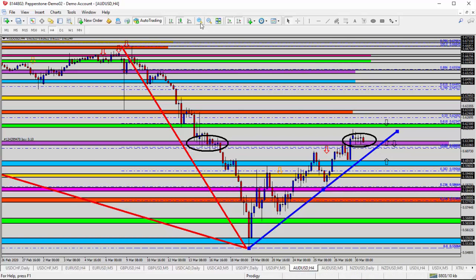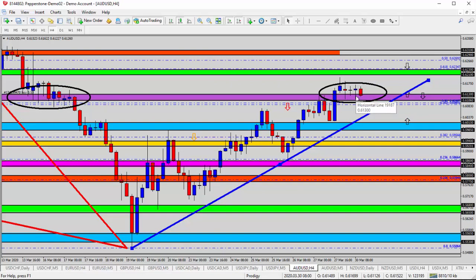So your opportunity today is simply this. As long as it stays above the purple zone, you could be buying, targeting higher levels. The risk and stop loss, of course, will go underneath the purple zone in case it turns around and makes a reversal for the Australian dollar today.